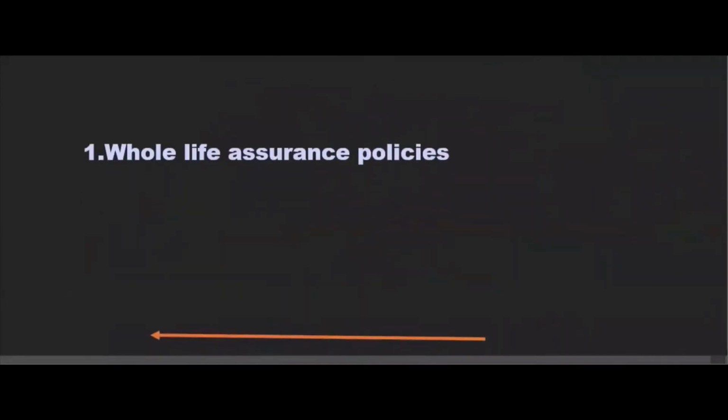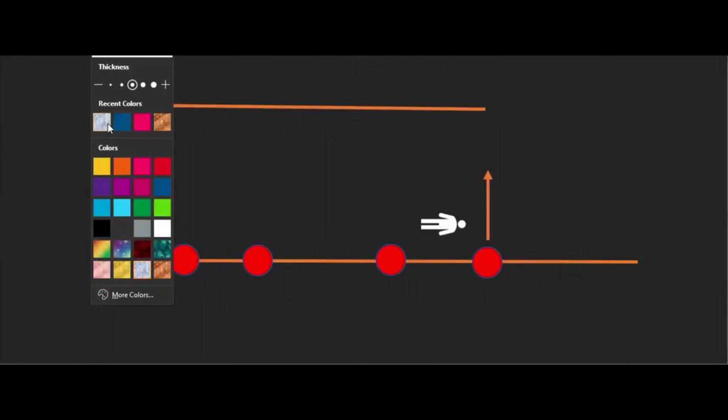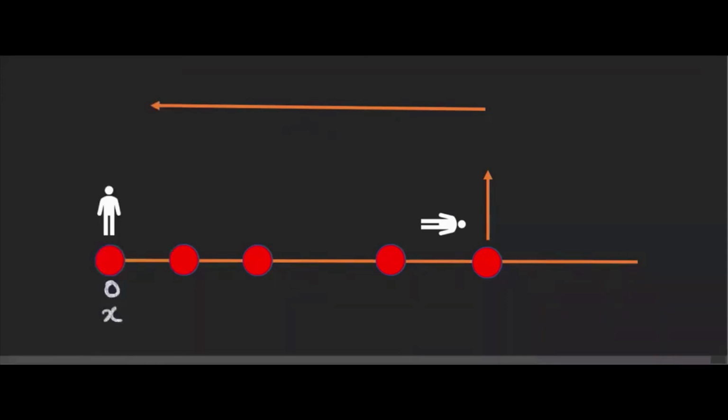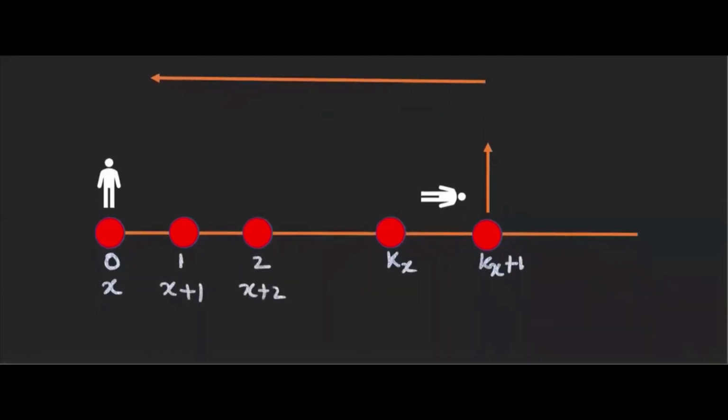whole life assurance policies. Suppose presently this guy is age X. In that case, this will be Kx. This is Kx plus 1. You can write this also, age line, not a problem. Just write X plus. We don't need this one though, X plus Kx.